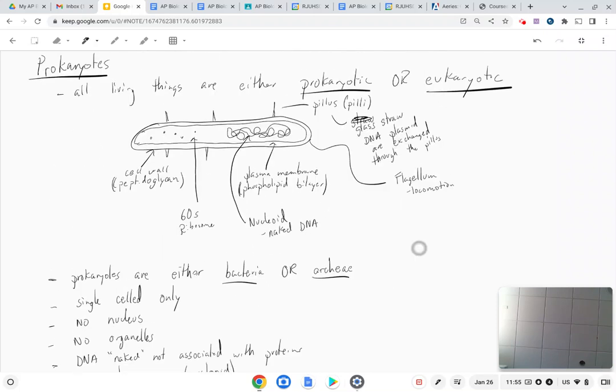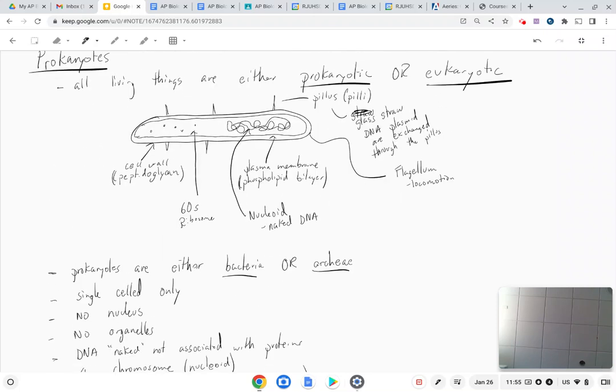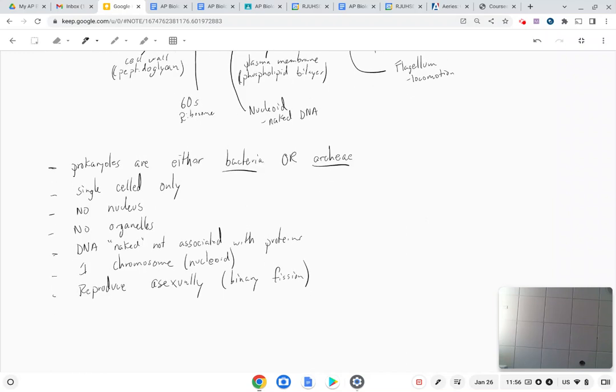Okay, and then I'm not going to repeat myself, but you can see the pili, the flagellum. So let's talk about the size. They are small compared to eukaryotes. So how small? We're talking 0.1 to 5 micrometers. Okay, so definitely invisible to the naked eye. You can never see a bacteria with your naked eye.